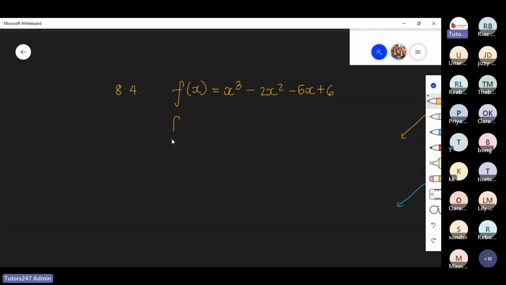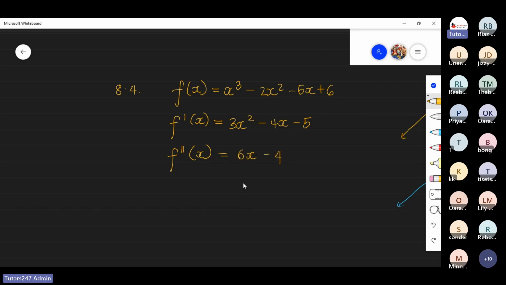So that is then going to be f prime. That's the first derivative, 3x squared minus 4x minus 5. So that is the first derivative. But keep in mind, we are finding the point of inflection, therefore we need to derive twice. So we derive again, that is then going to be 6x minus 4.